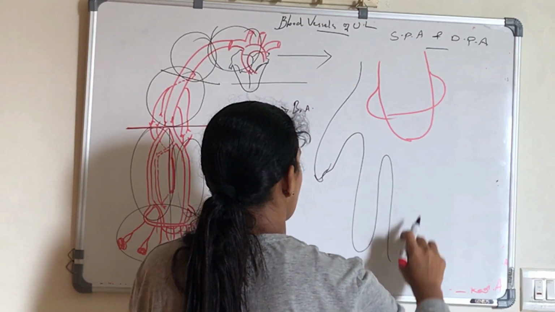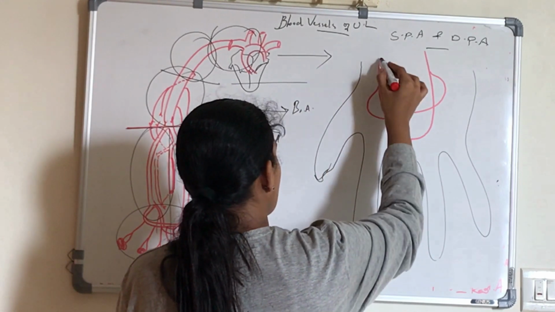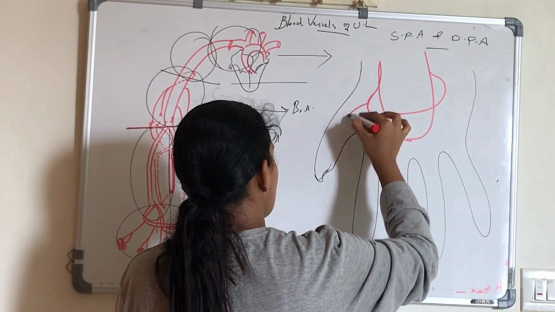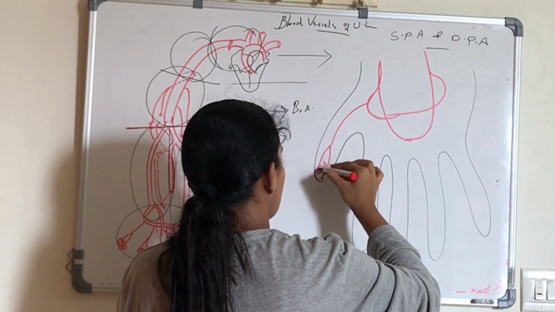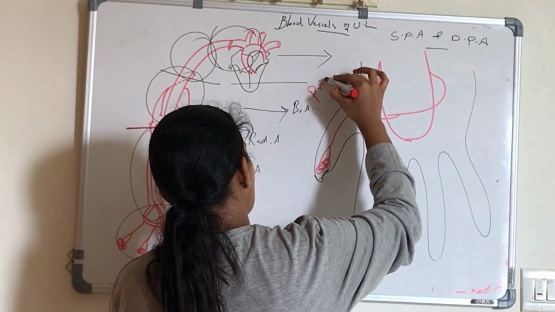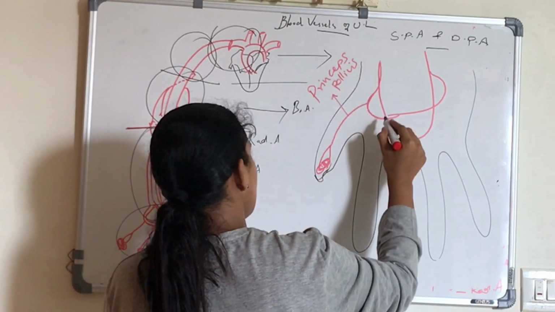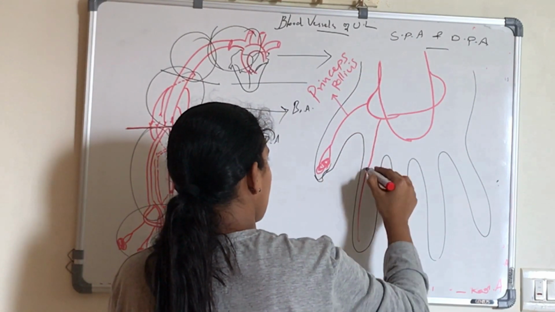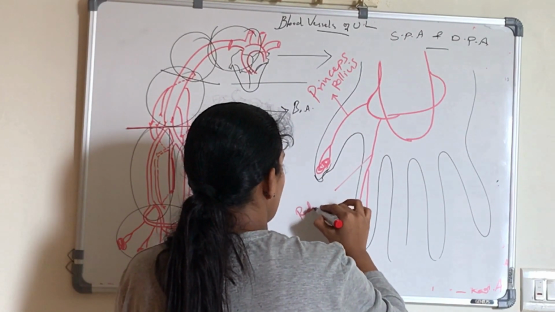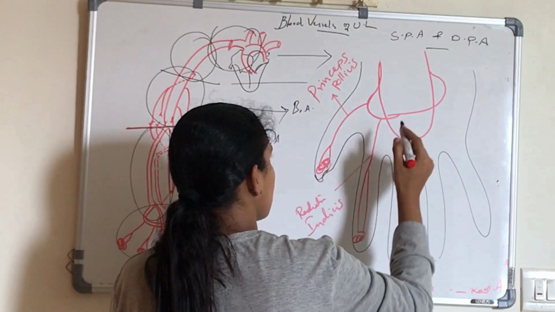What do these arches supply? On the lateral side, the radial artery gives a branch to the thumb called princeps pollicis, and to the index finger, radialis indicis, only to the lateral side of the index finger.